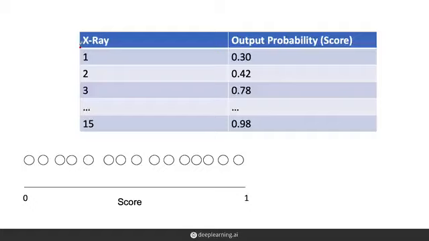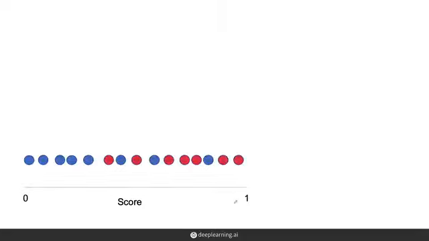Let's say we have a test set of 15 chest x-rays, which we ran through our model to get an output probability or a score for each of them. We can plot these 15 output scores on a number line between 0 and 1. Now, some of these x-rays will have a ground truth of disease and some will be normal, so let's color them accordingly. Here, disease is red and normal is blue.